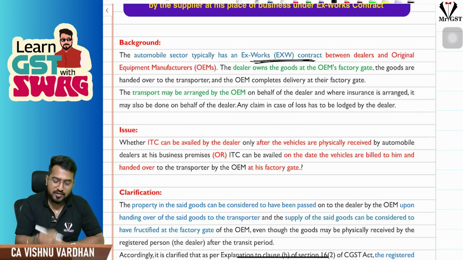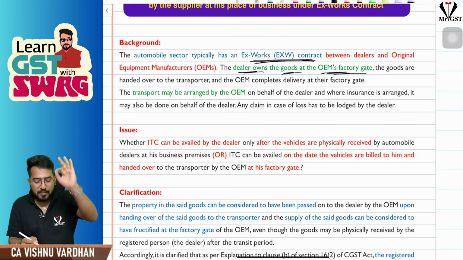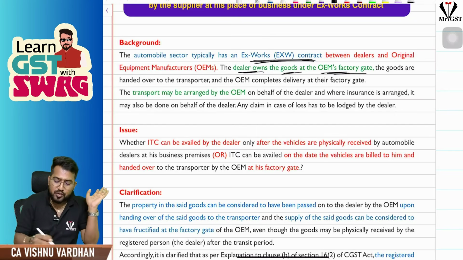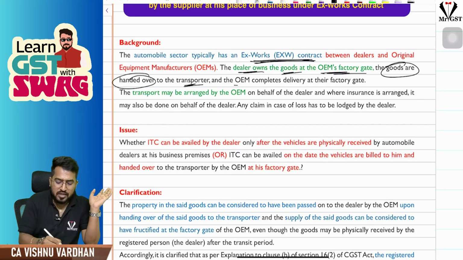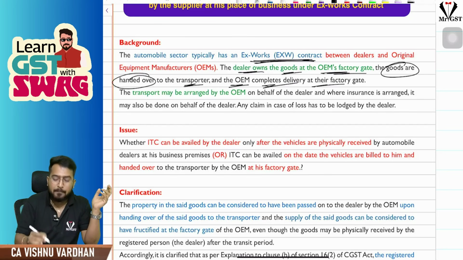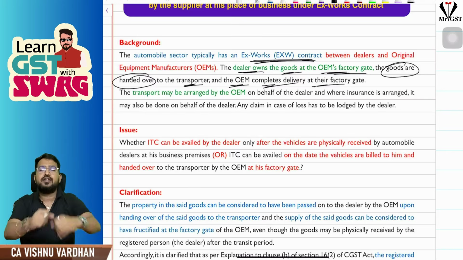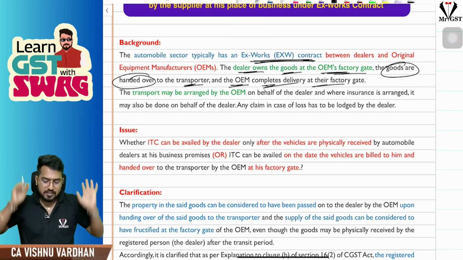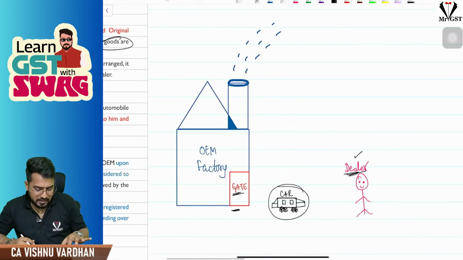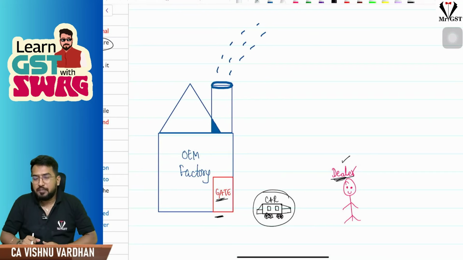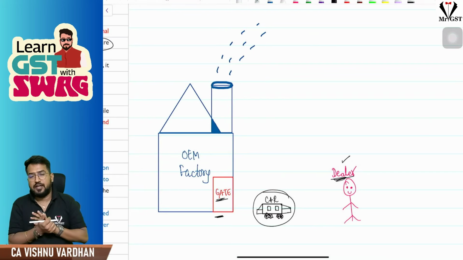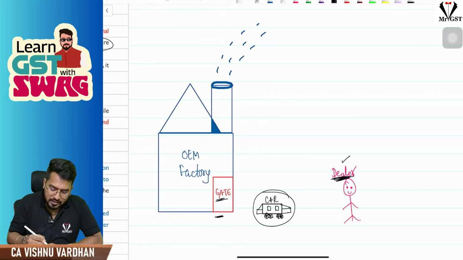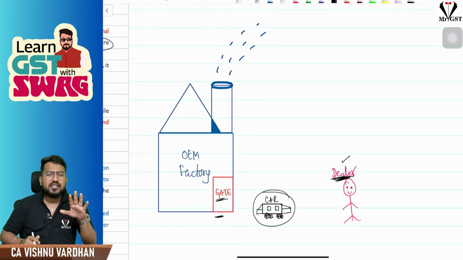Okay. So that means your ex will not work here. So ex-works contracts, sir, where the dealer will own the goods at the original equipment manufacturer's factory gate itself. So the goods are handed over to the transporter, and the OEM, the original equipment manufacturer, completes the delivery at the factory gate. At the factory gate itself, the original equipment manufacturer is like, okay, fine, my responsibility is over, and he is leaving. So in that case, please understand that the original equipment manufacturer's responsibility is ending at the factory gate. In that situation, dealer is getting these goods, right? Now the doubt is, sir, dealer is getting the entire risk at the factory gate only.